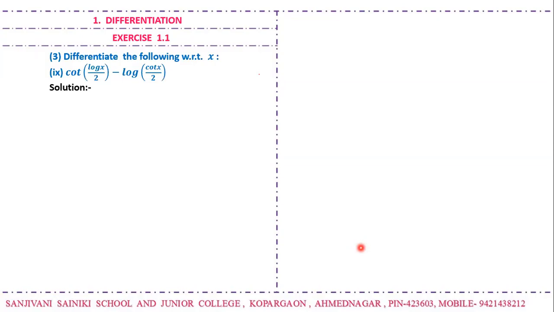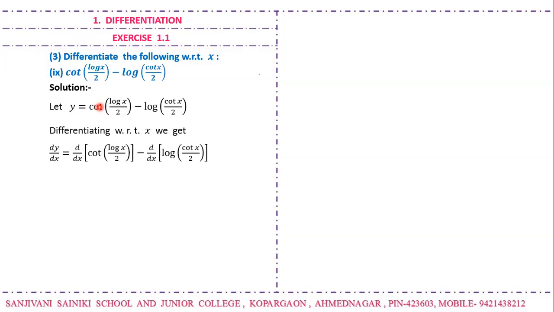Now the next one, differentiate the following with respect to x: cot of log x by 2 minus log of cot x by 2. Let y is equal to this. Then differentiating with respect to x, here again I use the derivative of the composite function, that means chain rule. Here d by dx of the first function minus d by dx of the second function.